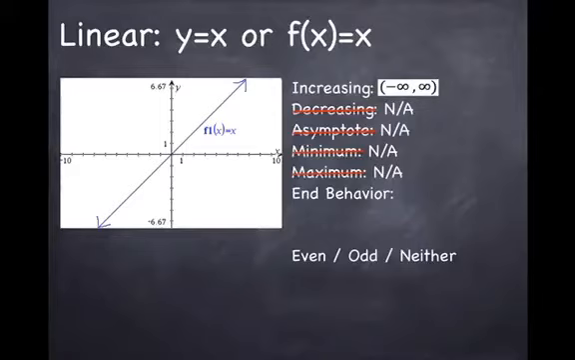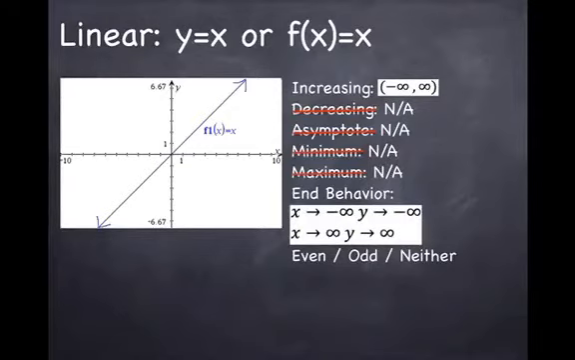Go ahead and see if you can figure out what the end behavior is before you continue on with this lesson. All right, did you write it correctly? Okay, let's practice reading this again. As x approaches negative infinity, y is approaching negative infinity. As x approaches positive infinity, y approaches positive infinity.